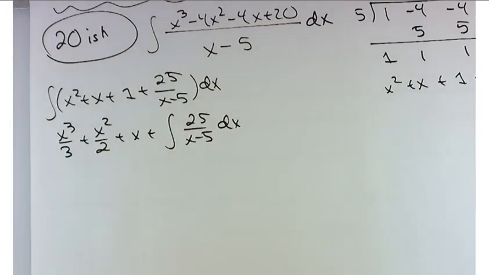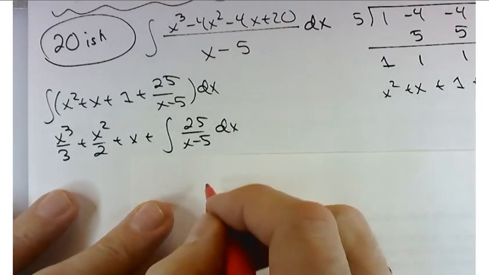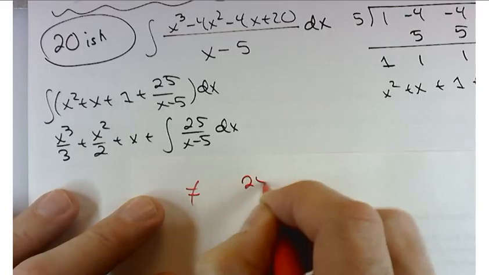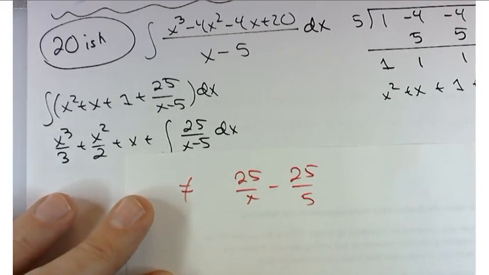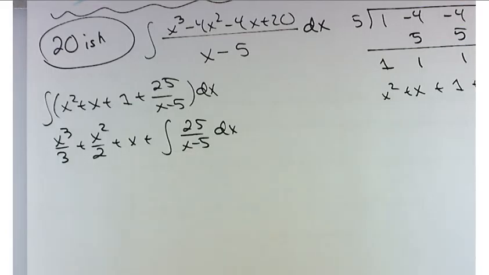What are we going to do to integrate that one? That's a good question. I get this a lot. People want to split that up. Just a nice note here: I can't split this up as 25 over x minus 25 over 5. It can't. You can bring the 25 out, sure, 25 can come out in front. You're still going to be left with the integral of dx over x minus 5.